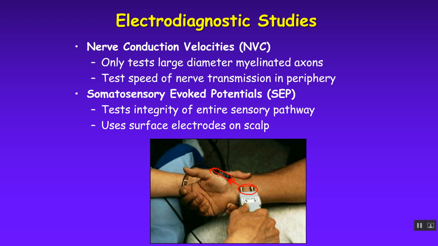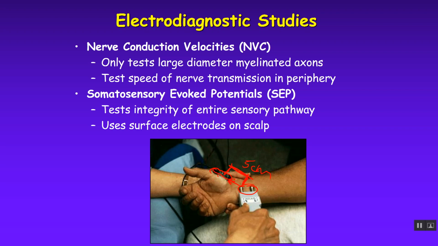You're not testing C fibers here. You're testing big motor nerves and bigger ones like dorsal column, medial lemniscal, 1As, 2s, those kinds of things. What the doctor will do, first of all, is measure this distance right here from the stimulus to here. Let's say that's 5 centimeters, and they put that in their computer.